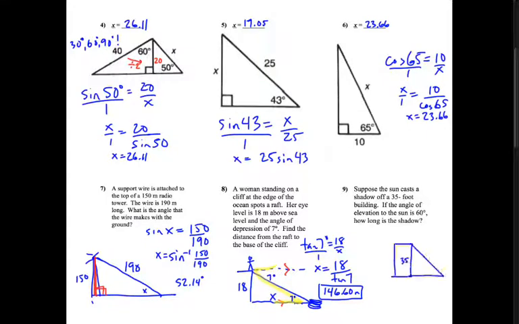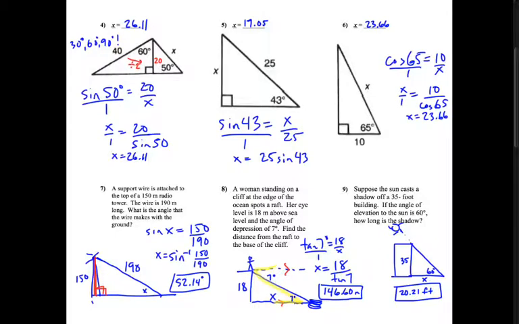Suppose the sun casts a shadow off of a 35-foot building. The shadow would be this thing down here. So how long is the shadow? X is going to go there, and it makes a 60-degree angle. 60 degrees, we could use our special right triangles on this as well. But in this case, we would use tangent. The tangent of 60 degrees equals 35 over x.